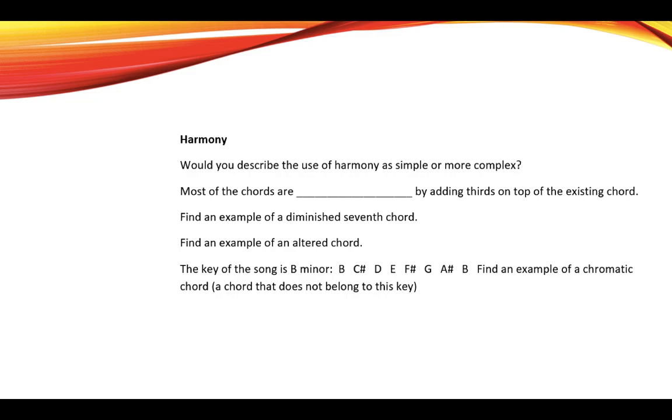Now, the last point on this sheet, the key of the song is B minor. So we've got a B minor scale there for you. Now, find an example of a chromatic chord, i.e. a chord that does not belong to this key. Now, in bar 27, we've got a chord of C major, and in bar 28, we've got a chord of F major. So if we look back to that scale there, we can see that a C in B minor would be a C sharp. So a C natural major chord would not belong to the key, so it wouldn't be diatonic, it would be chromatic. And then an F major chord wouldn't fit because in B minor we have to have F sharp. Okay, so bar 27 C major, bar 28 F major.